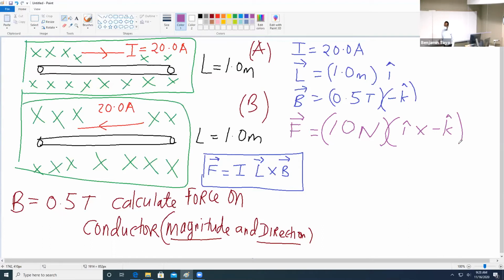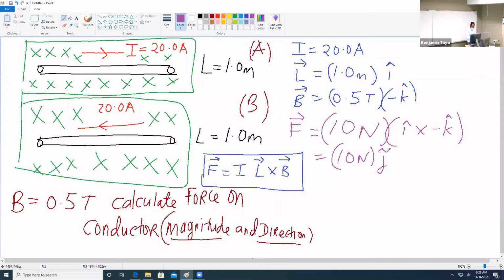All right. So we know that K hat cross I hat is J hat. So I hat cross K hat is negative J hat, and the negative will cancel. So convince yourself that this is going to be equal to 10 Newton in the J hat direction. Does everyone agree with that? So that magnetic field is going to be pushing that wire to go up. The force is pointing up. So you're pushing it up.